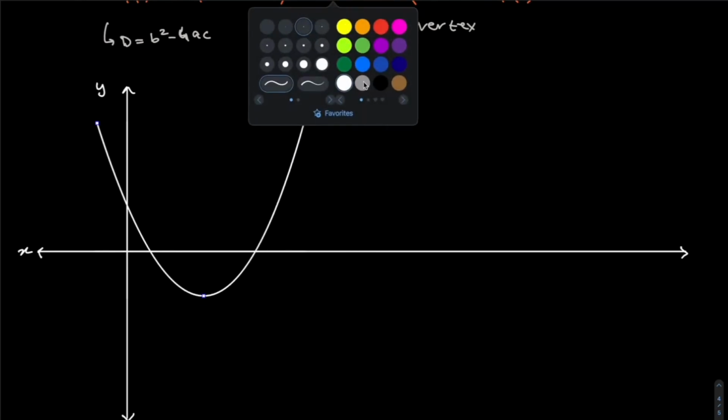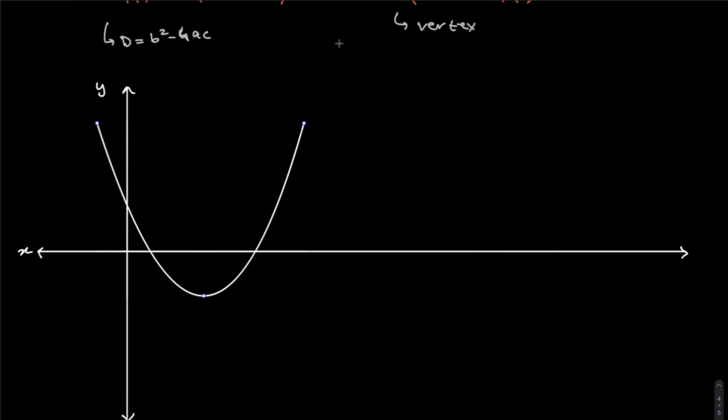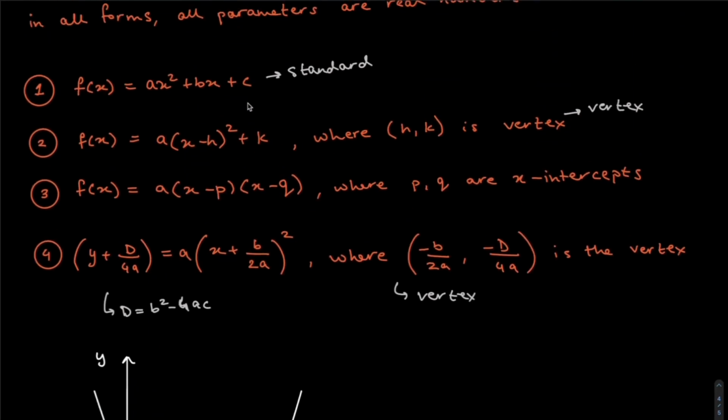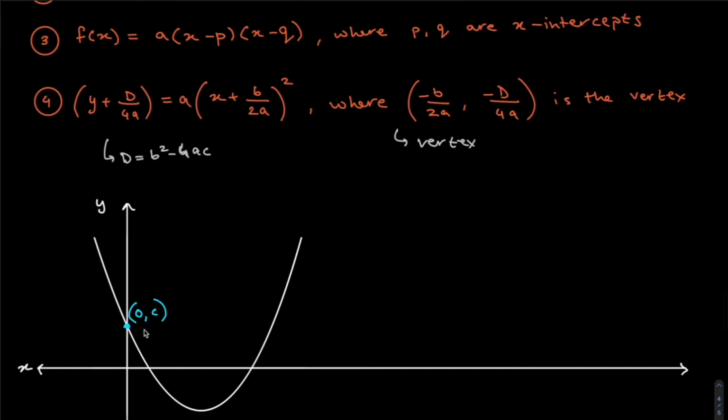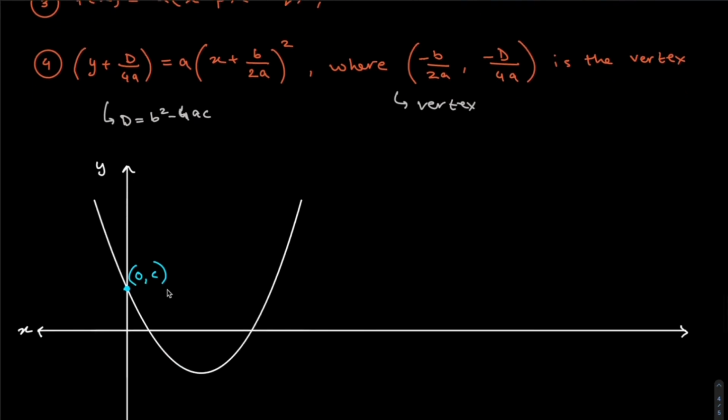I'll change the color again. I'll take light blue. Okay. So this point right here, which is wherever the parabola intersects with the y-axis, is called the y-intercept. Or I can call it 0, c. It's the exact c, which is found right here, ax squared plus bx plus c. And if you remember how to find your y-intercept, you just let x equal to 0. So f of 0 is equal to c, and thus I get my y-intercept. That's all there is.